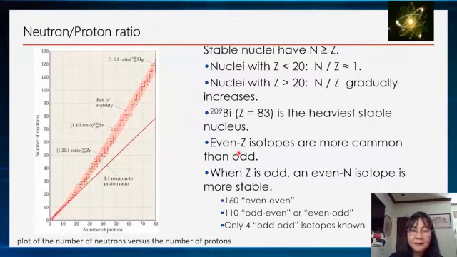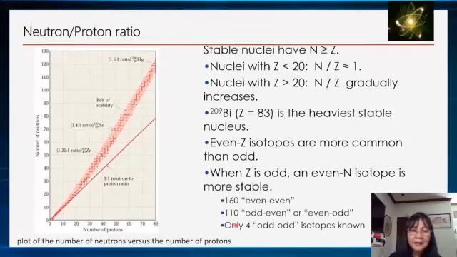Even-numbered elements, even-numbered isotopes, that means to say their atomic numbers are even numbers, are more common than odd. So there are more stable, even-numbered atomic numbered isotopes as compared to the odd numbered atomic numbered isotopes. So there are 160 isotopes with even number of protons and even number of neutrons.